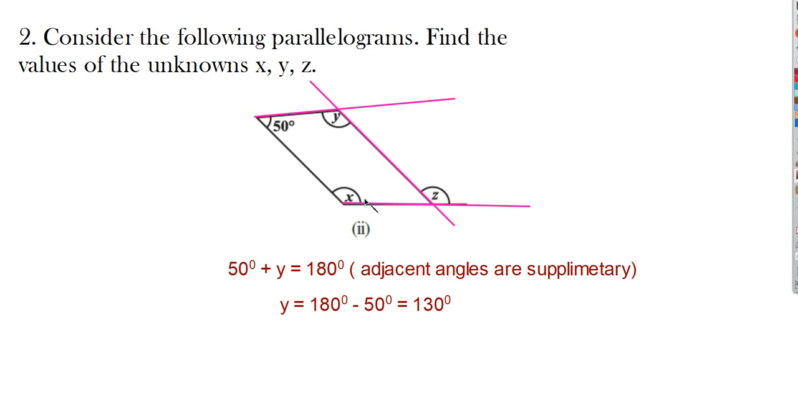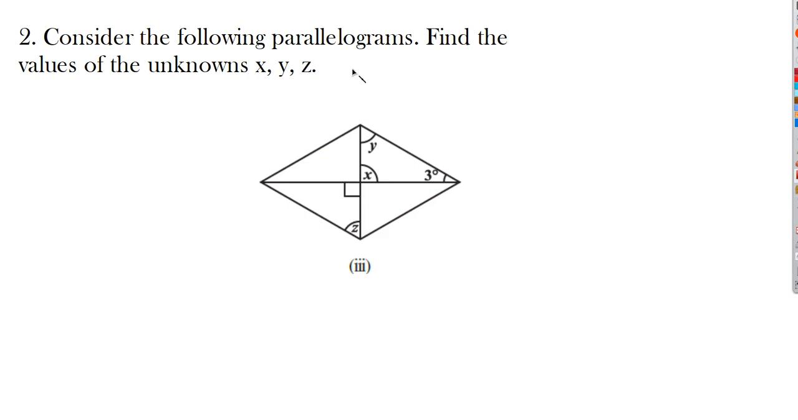Similarly, angle X and angle Y are equal. They are pairs of opposite angles. So angle X is also equal to 130 degree. Here is your next question. Consider the following parallelogram and find out X, Y and Z.